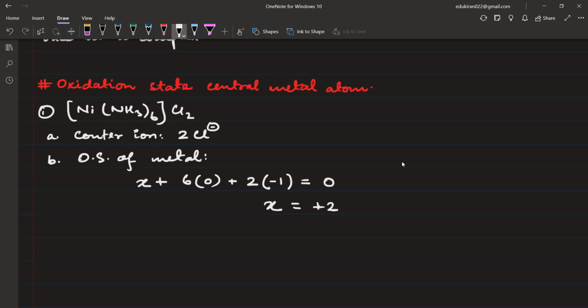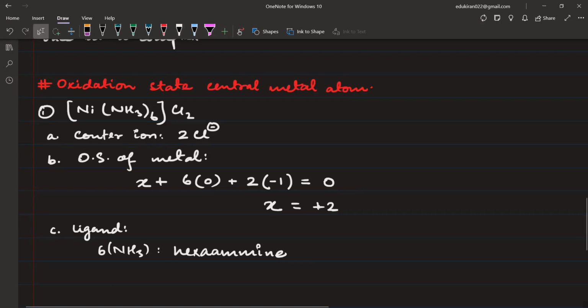Okay. Now, once you have done this, you see it's pretty easy to calculate the oxidation state. Okay. C part for the naming. First thing for the naming is the counter ion. Second thing you are going to do is to calculate the oxidation state of the metal. The third thing that you are going to do is to see what is the ligand. So we have 6 NH3 molecules, right? So this will be hexaammine. Okay. This will be hexaammine.